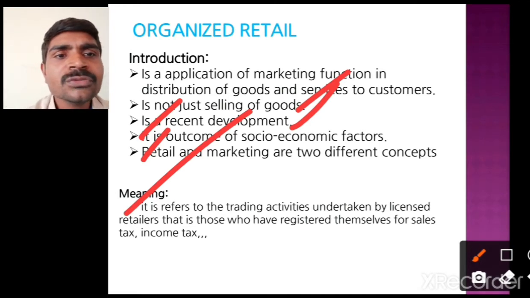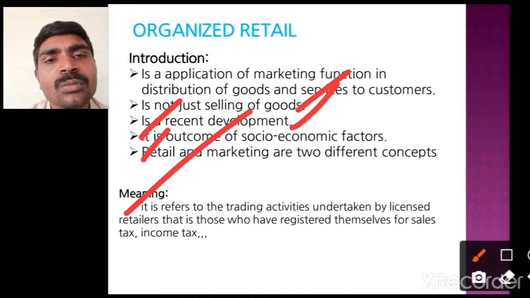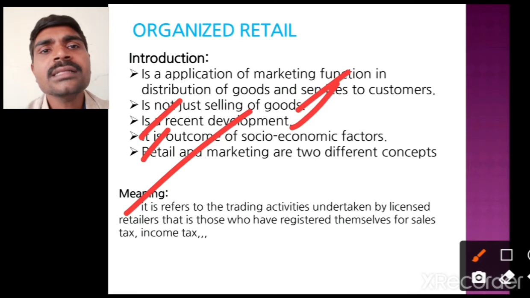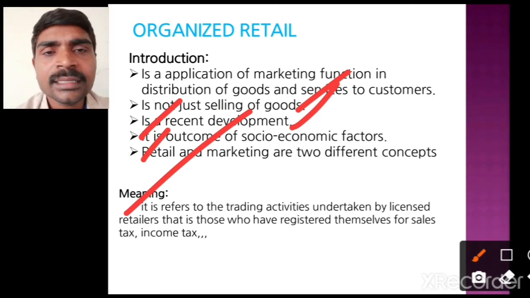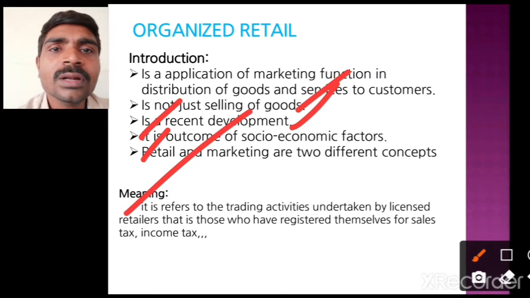See, it refers to the trading activities undertaken by licensed retailers, that is, those who have registered themselves for selling, or sales tax, income tax, and many more. It means organized retailers are the retailers whose trading activities are undertaken by licensed retailers. One who is a licensed retailer comes under what? Organized.